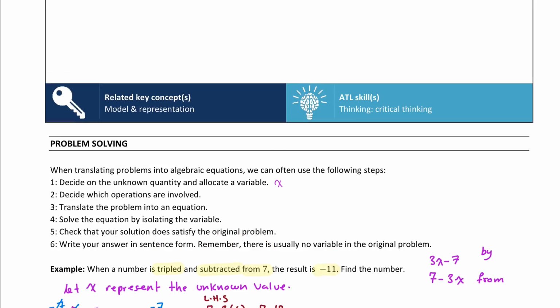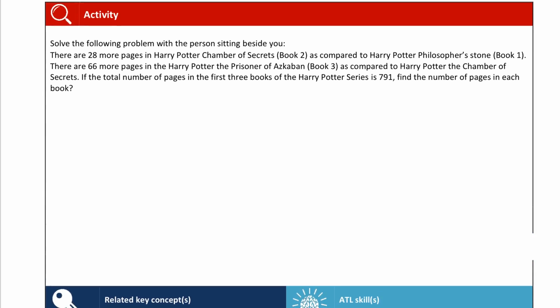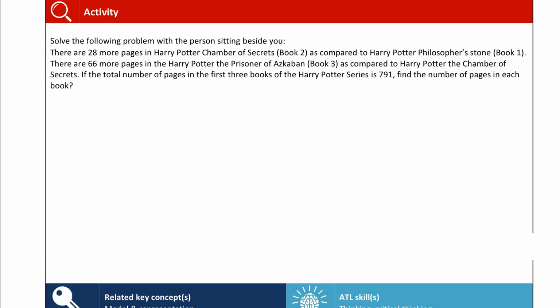So let's now go back to the original question that we had over here. And let's read the question and make sure that we understand everything. It says, there's 28 more pages in Harry Potter Chamber of Secrets, which is book 2 of the series, compared to Harry Potter's Philosopher's Stone, which is book 1.